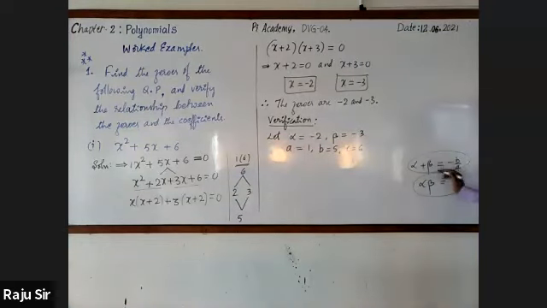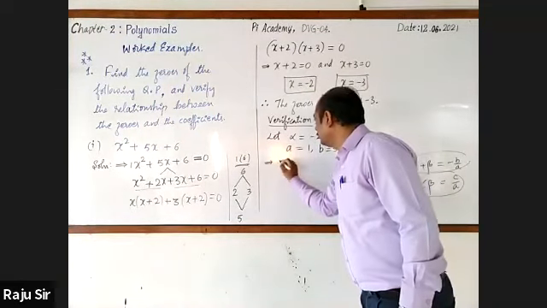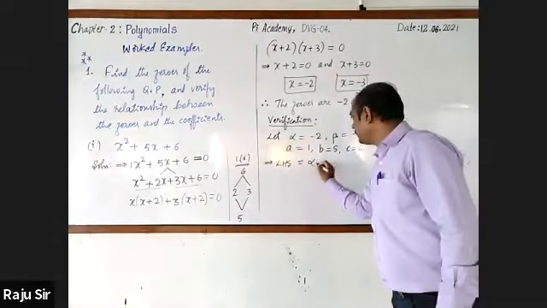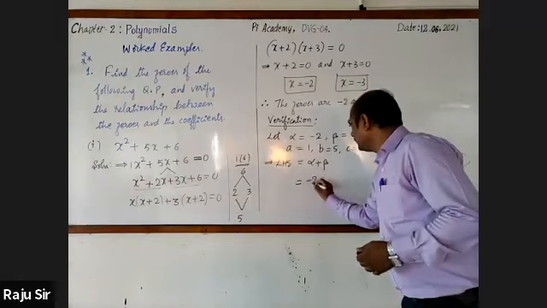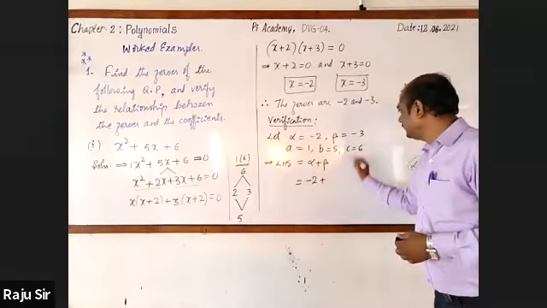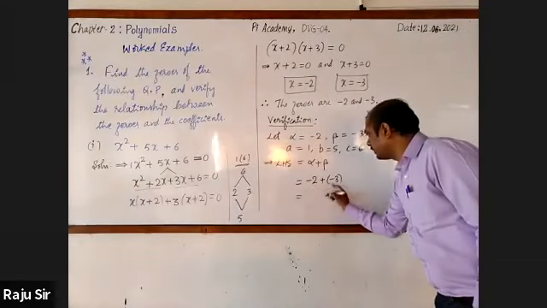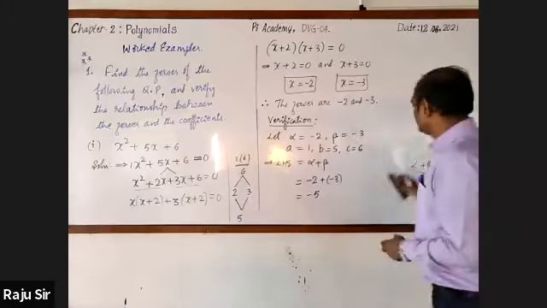First let us check whether alpha plus beta is equal to -b by a or not. Here, the LHS part with respect to the first relationship is alpha plus beta, where alpha is -2 plus beta is -3. Now this is equal to -2 -3, which is -5. We got the LHS as -5.